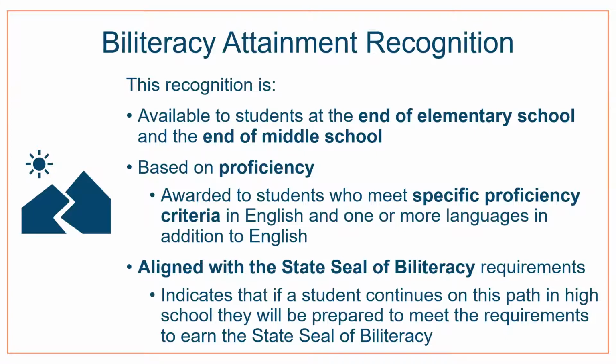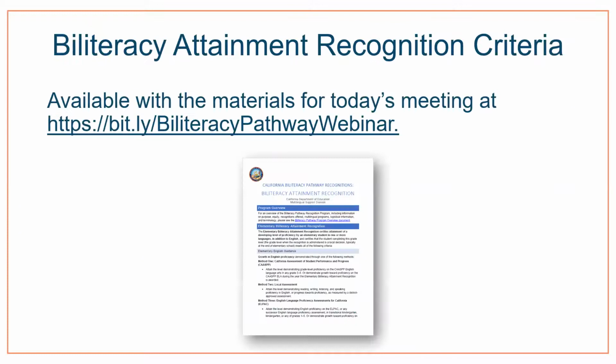The final recognition is the Biliteracy Attainment Recognition. This recognition is available to students at the end of elementary school and at the end of middle school. It is based on proficiency and awarded to students who meet specific proficiency criteria in English and one or more languages in addition to English. It is aligned with the State Seal of Biliteracy requirements, and it indicates that if a student continues on this path in high school, they will be prepared to meet the requirements for the State Seal of Biliteracy.